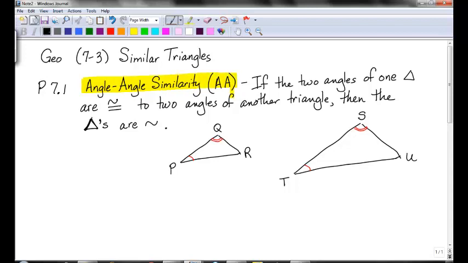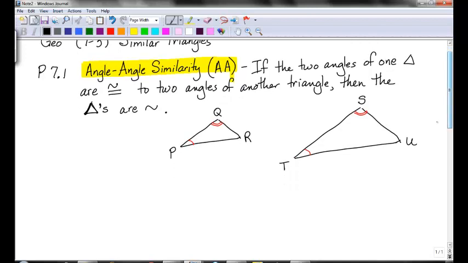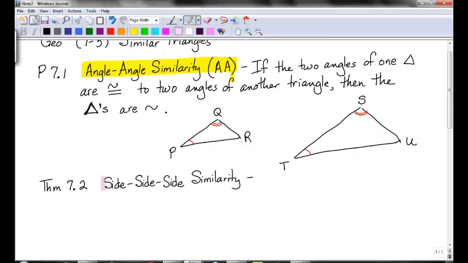The next one the author goes through is theorem 7.2. This one is a theorem. Theorem 7.2 is side similarity. Side similarity. Side, just SSS. SSS, yep.